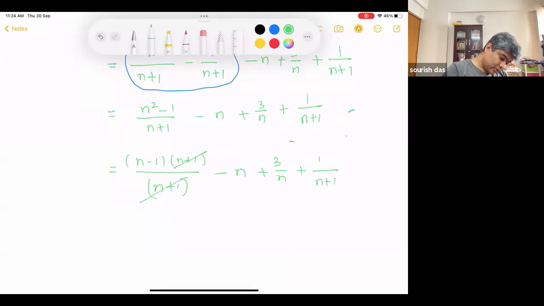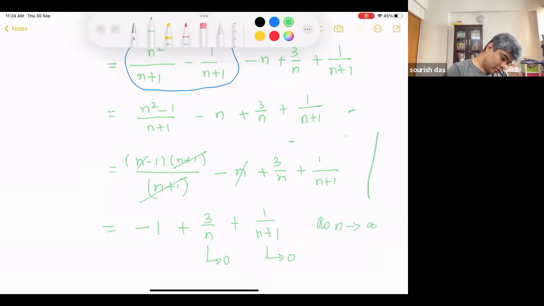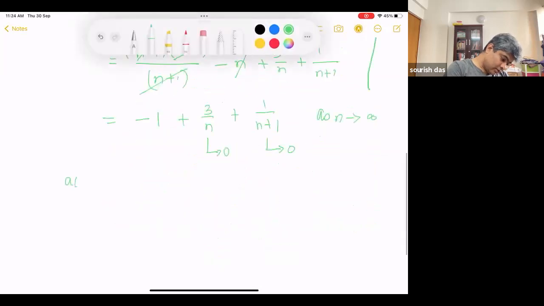Correct? So now here I have n minus 1, here is minus n. So this n and this n cancel. So I am left with minus 1 plus 3 by n plus 1 by n plus 1. So as n tends to infinity, this goes to 0, and this goes to 0. Therefore, the sequence goes to -1 as n tends to infinity.